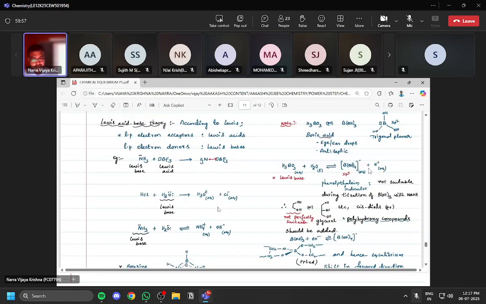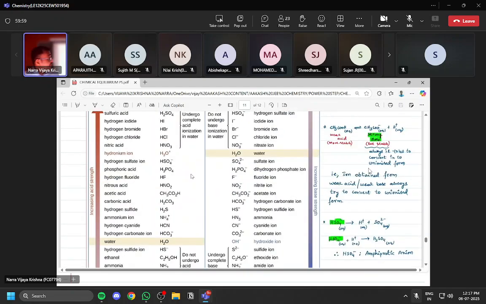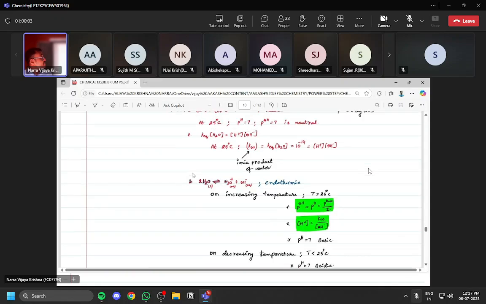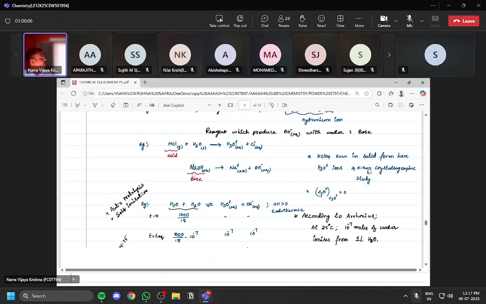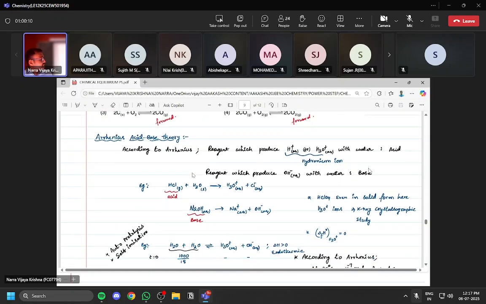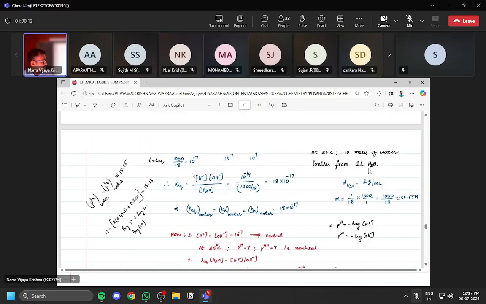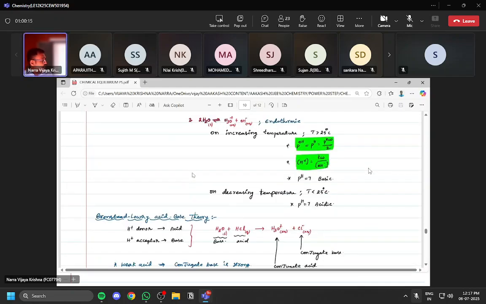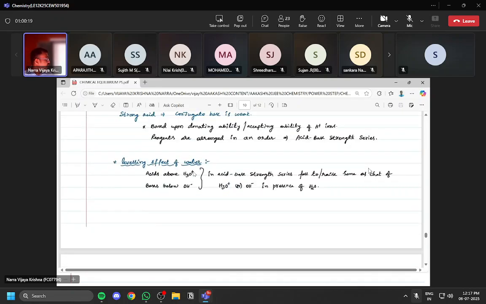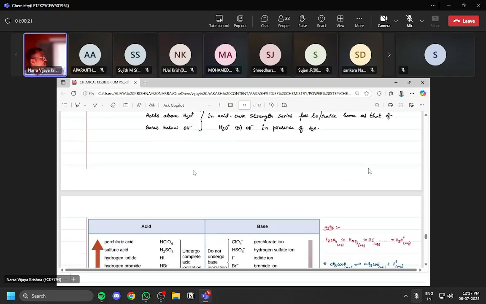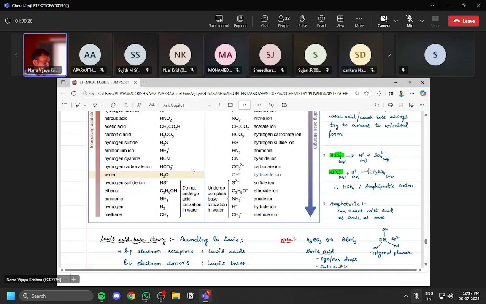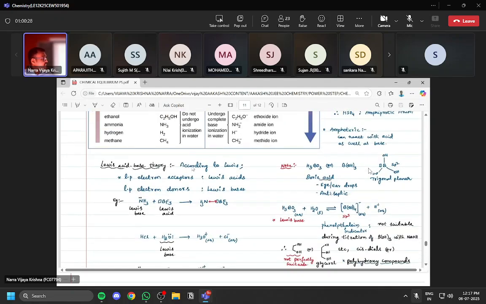See, sir. In the chemical equilibrium chapter, we discussed acid-base theory. There we discussed in detail all types of acids and bases: Arrhenius acid-base theory, Bronsted-Lowry acid-base theory, conjugate acid-base theory, leveling effect of water, acid-base strength series, Lewis acid-base theory.